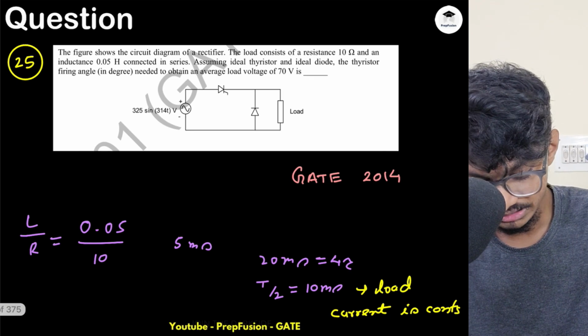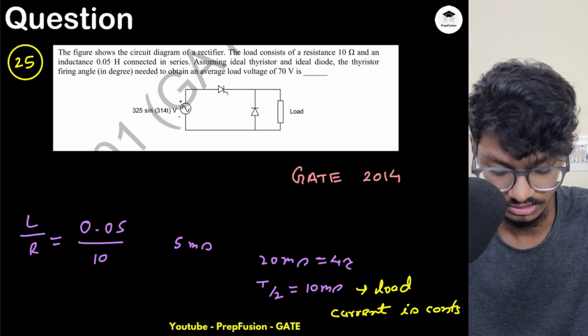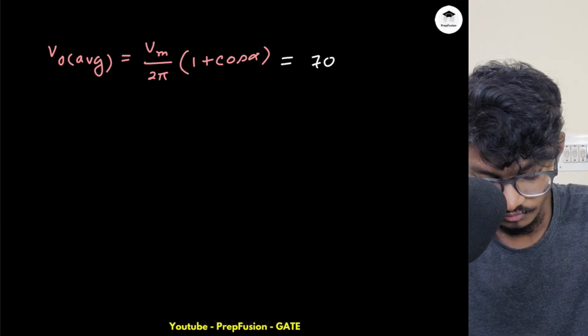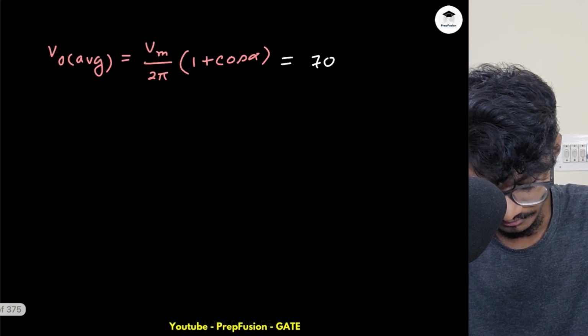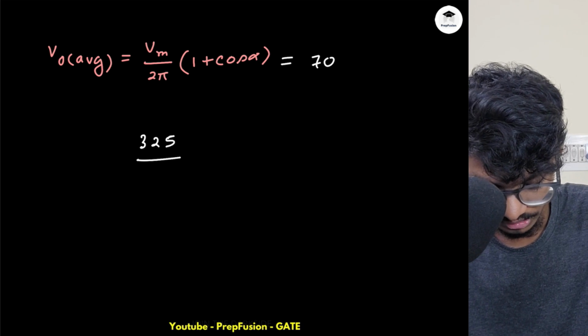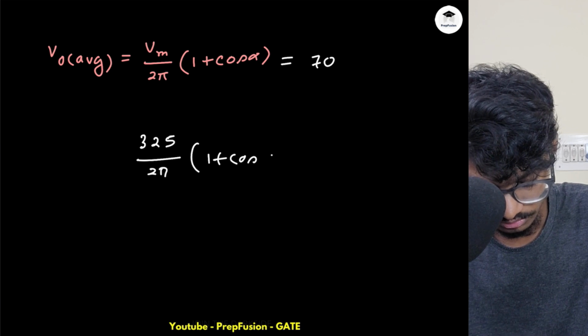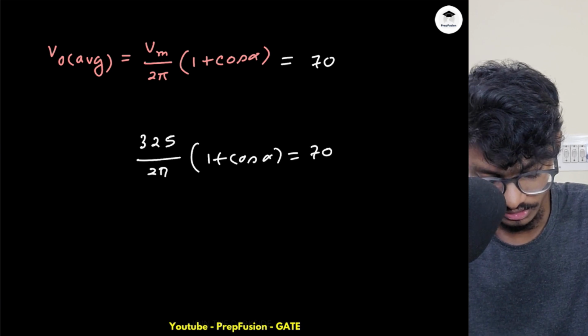So they have told me specifically I need a VO average of 70. Then what should be the firing angle? So I need this equals to 70. Vm is also, they have told me, 325. So 325 divided by 2 pi into 1 plus cos alpha is equals to 70. I will just quickly compute this.